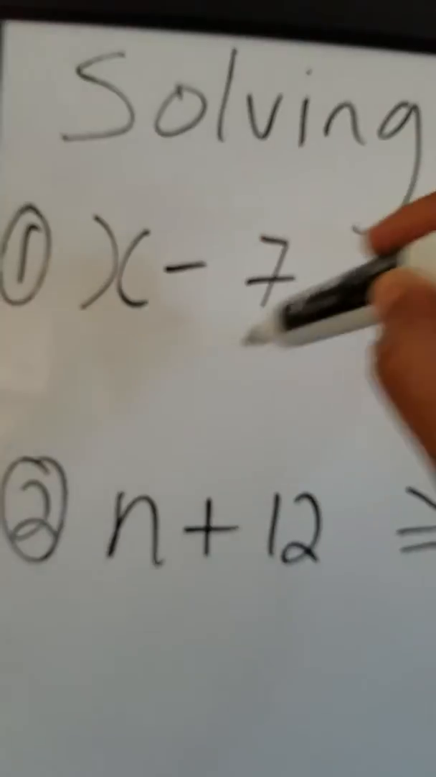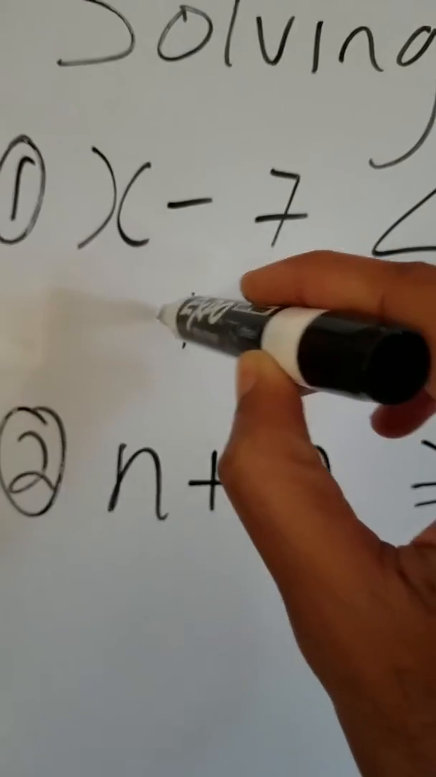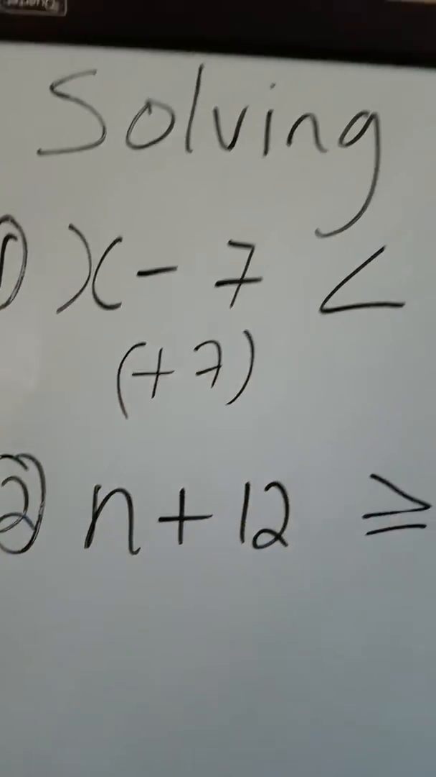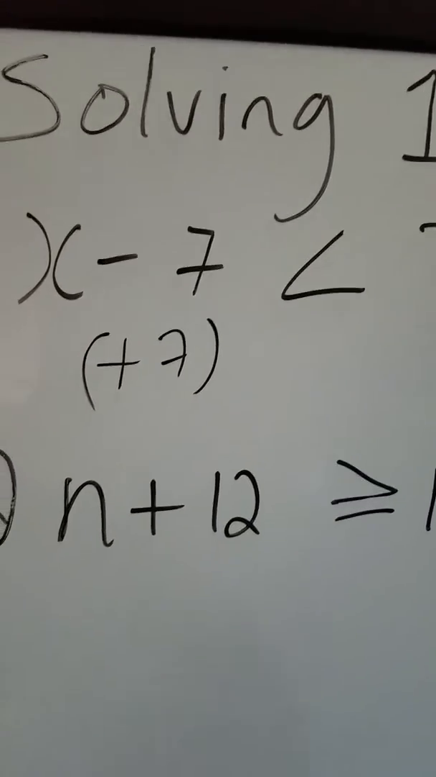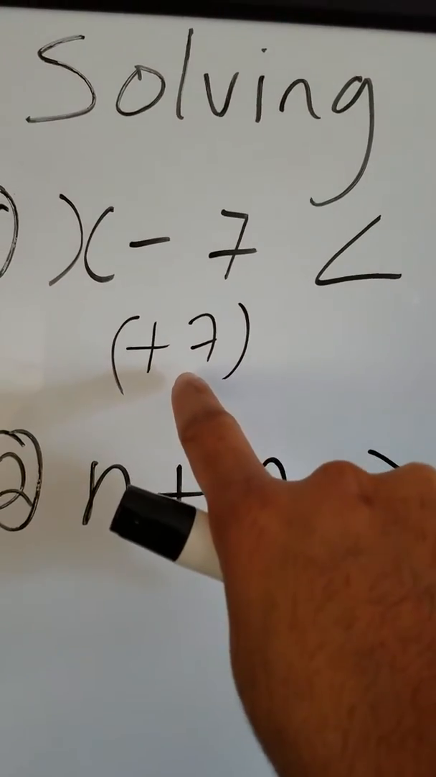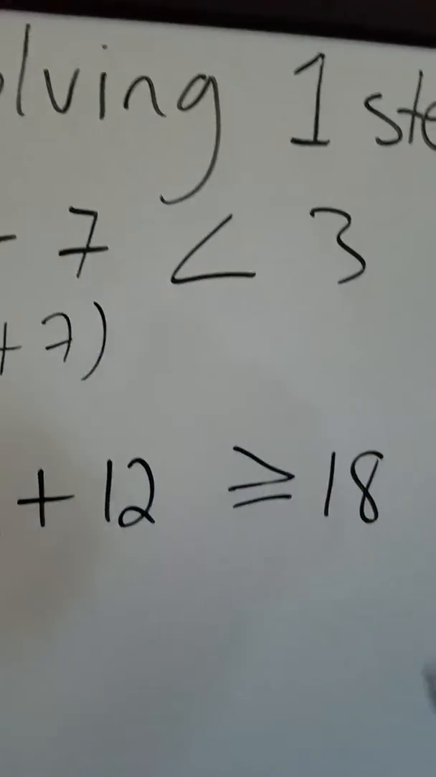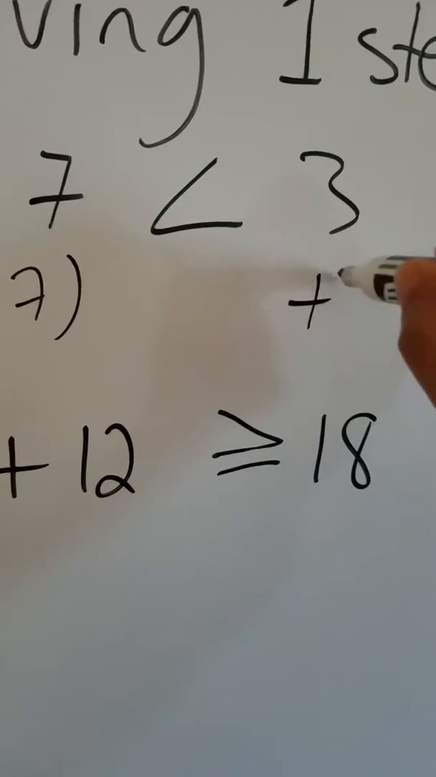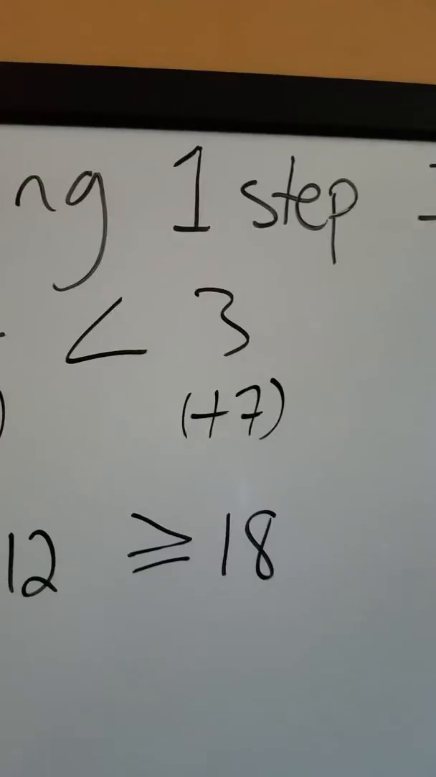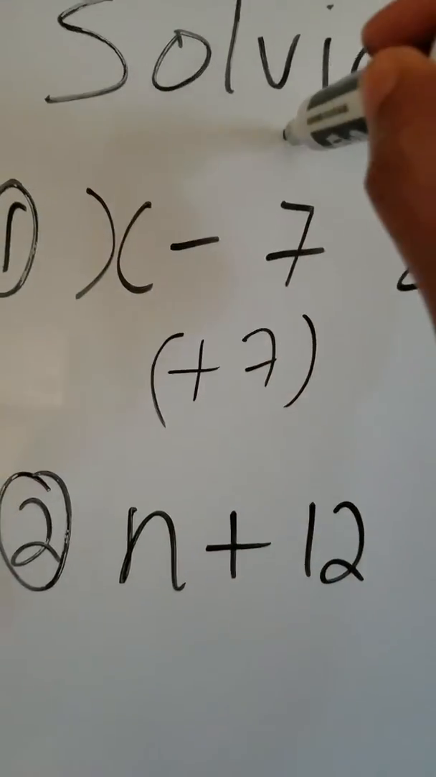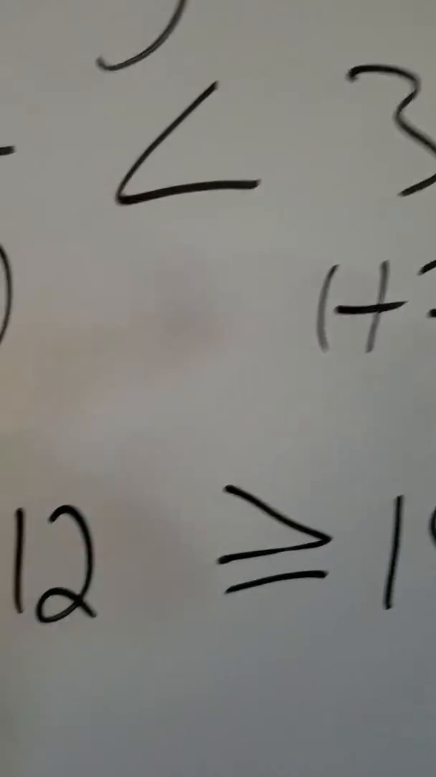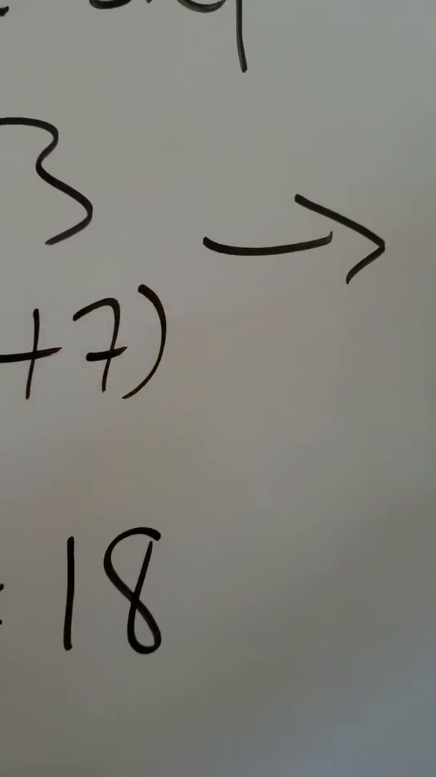Well, to get rid of this negative 7, we could simply add a 7 to cancel that 7 out. But just as with an equality, if we add 7 to one side of this inequality sign, we must also add 7 to this side of the inequality. And what we are left with is the 7's cancel out here, and we're left with the x. And we put the inequality back, and then we add 7 to 3, and we get 10.